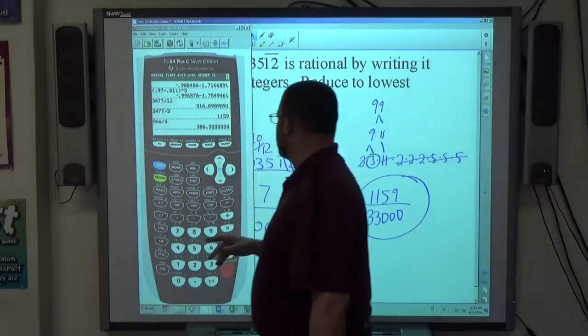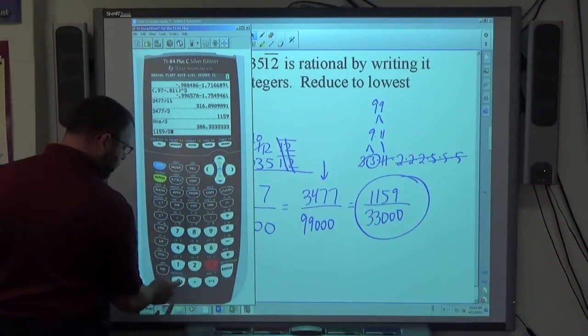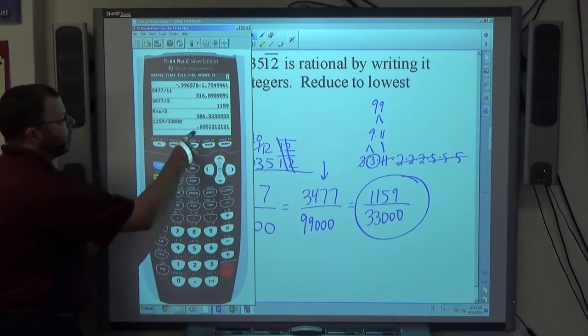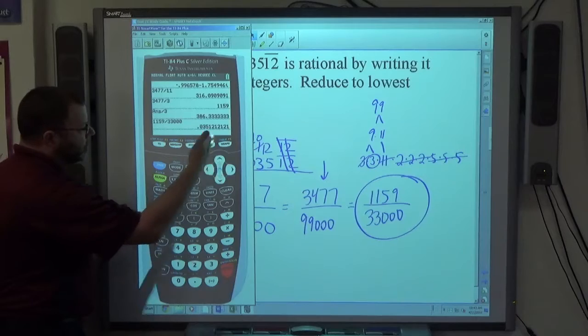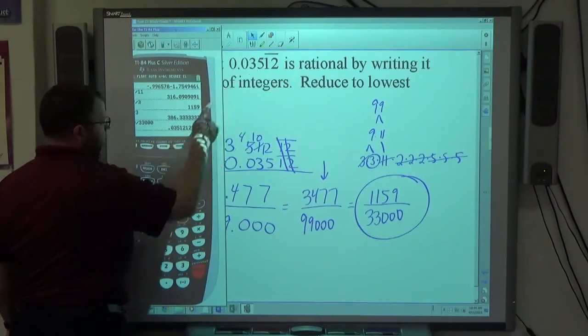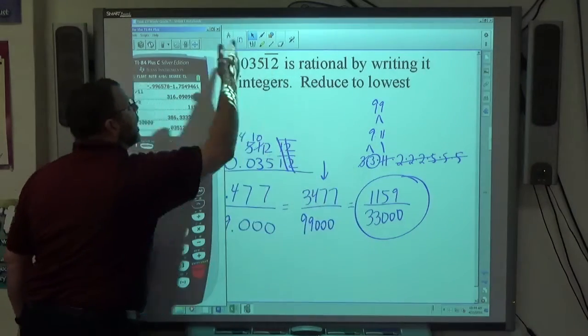And you can always check these really easily. If you type in 1159 divided by 33000, type in your answer as a quotient, 0.035121212, and so on. You can see that the number we started off with is the same as what we have on our calculator. That represents that that is the same as that, and that's what we're looking to do.